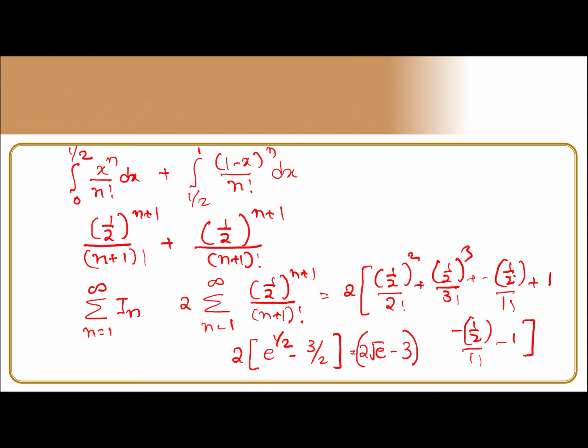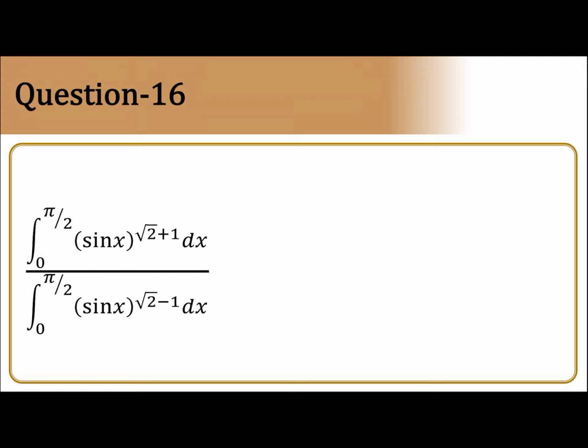Example 16 is also an example they have asked in JEE Advanced, and also in KVPY. In this type of problem, the basic idea is to remove the denominator. It means you have to break the numerator in such a way that you get the denominator term. So what we do, we talk about the numerator. What is the numerator given? The integral from 0 to pi by 2 of (sin x) to the power root 2 plus 1 dx.